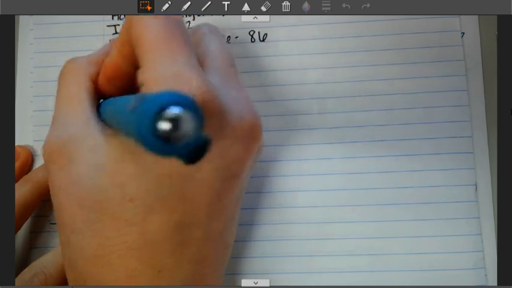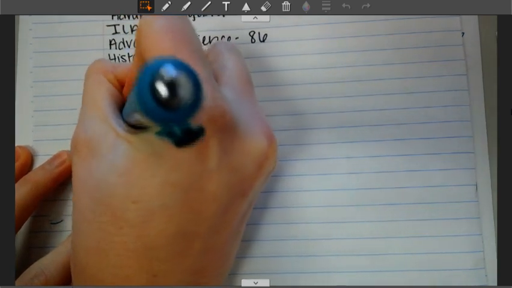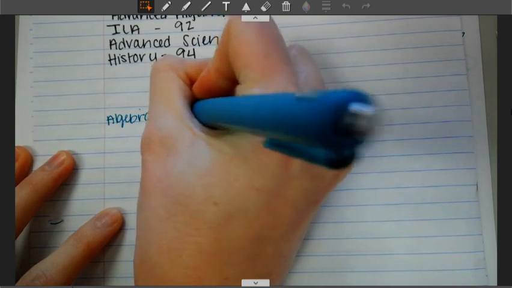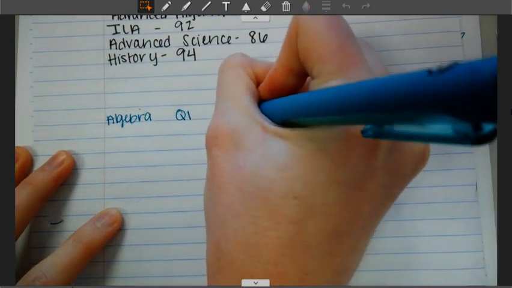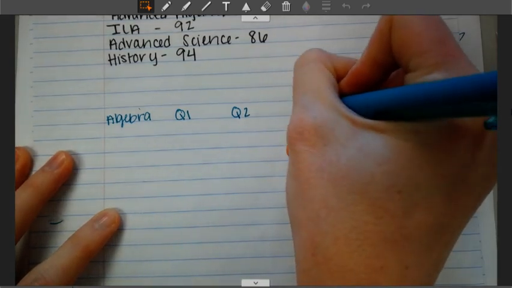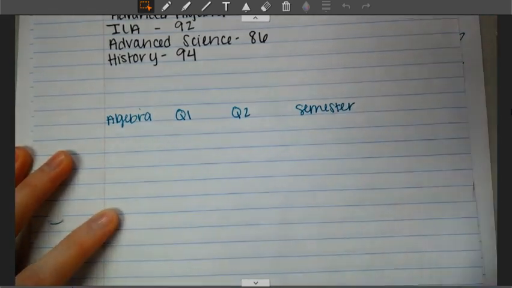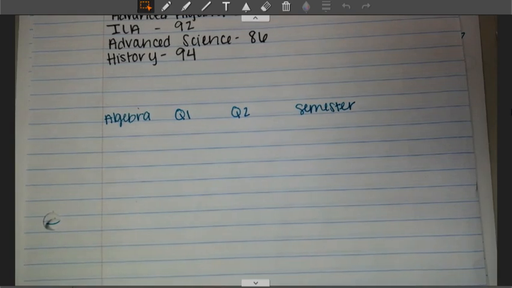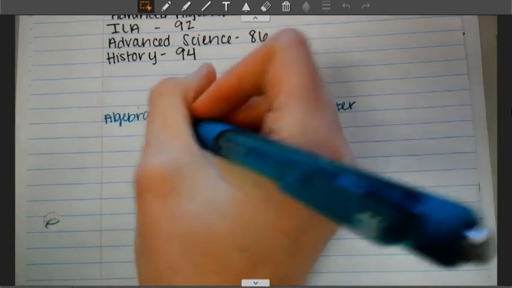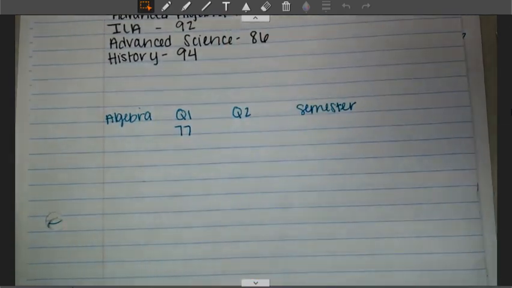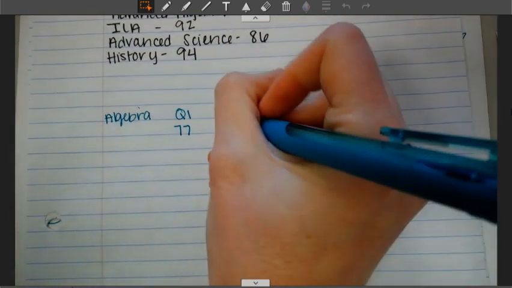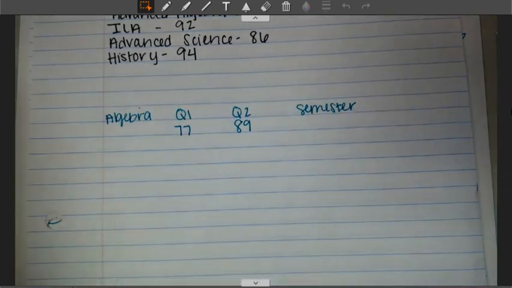Now remember, this is going to be your semester average, these grades. So before I can even transfer this, I would have to figure out what I got in algebra for quarter 1 and for quarter 2 and add them together to get my semester average, because this is always going to be determined on your semester. So to get, let's say, our GPA of an 83, let's say I got a 77 for the first quarter, and then I got an 89 for the second quarter.